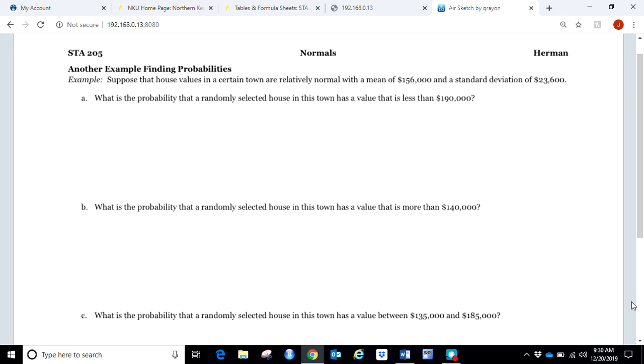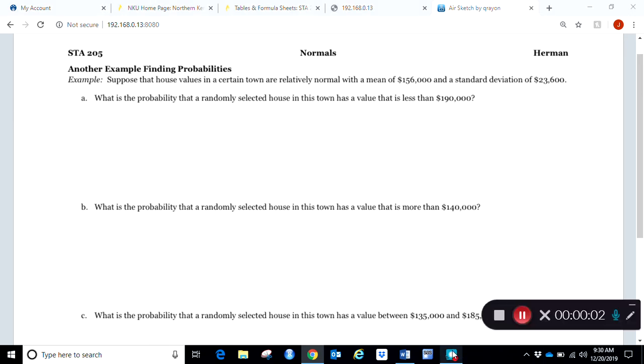If you prefer, you can just work one part at a time and then watch the video to see if you did that part correctly, and then move on to the next part. So again, if you would like, feel free to pause the video here and work part A at least.